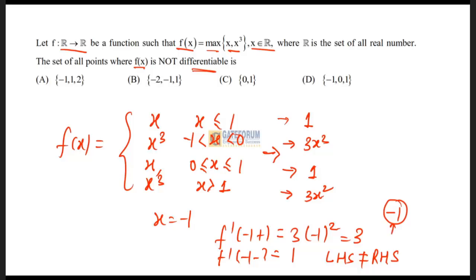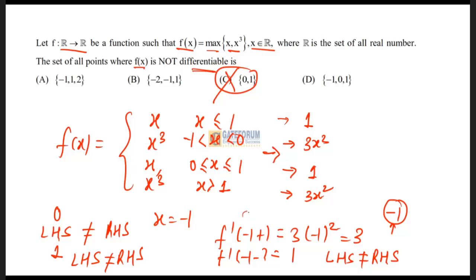If it is not differentiable at -1, it should be mentioned in the option, which it is not in option C. So it is cancelled because it is not mentioned there. Further, if you do it with 0, again you will not get LHS and RHS equal. And if you check differentiability at 1 also, LHS and RHS will not be equal, so in that case also we are not going to get the same.